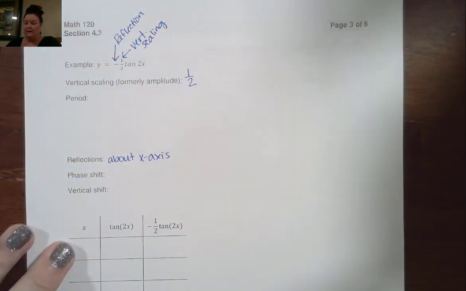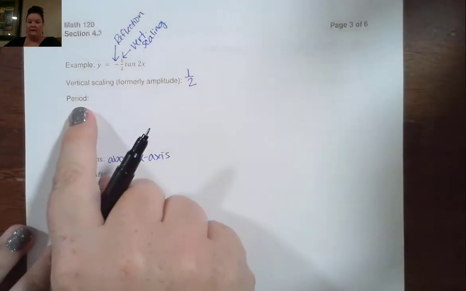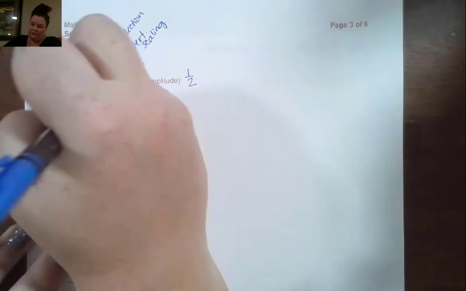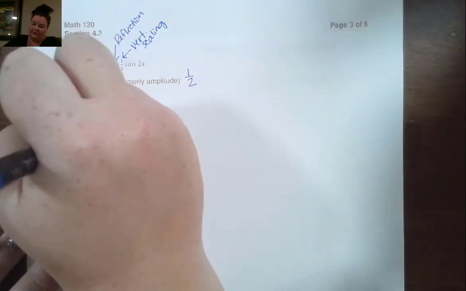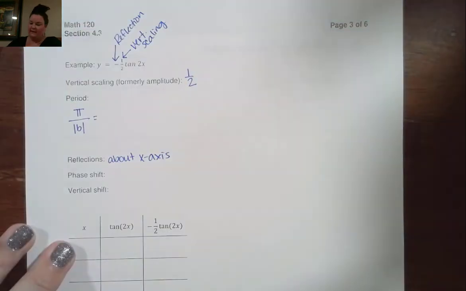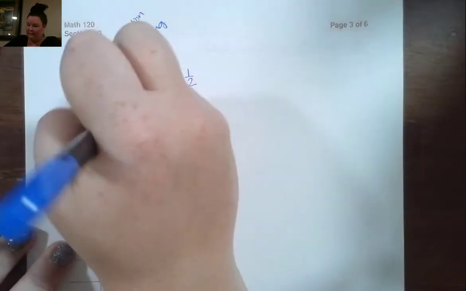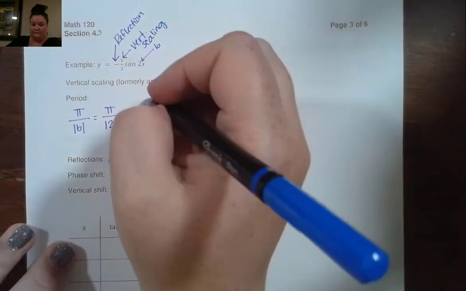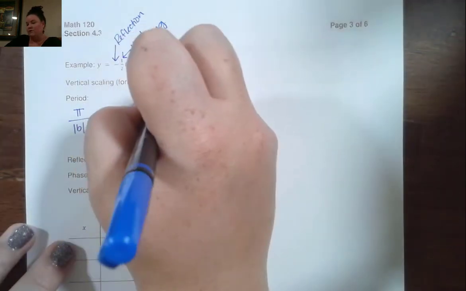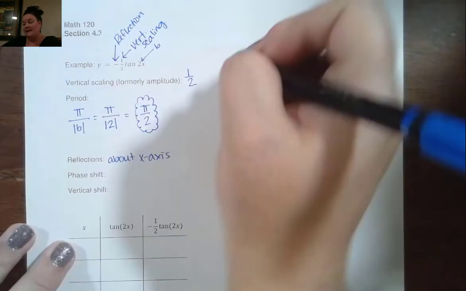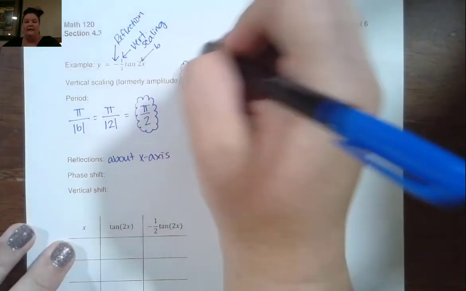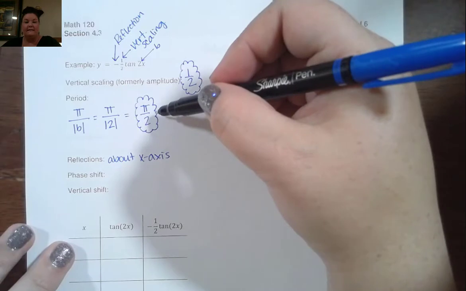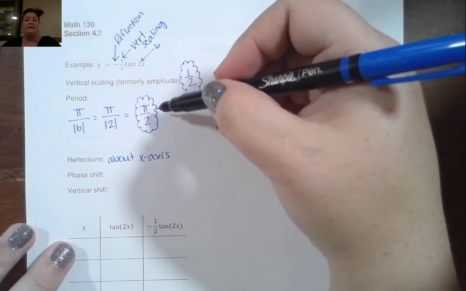Okay. And then we want to go ahead and find our period. Remember, our period, we do pi over the absolute value of b. So in this case, we're going to do pi divided by the absolute value of 2, because that's our b value, right? So our period length is pi over 2. So notice that's half of what it normally is, right? Because a tangent cycle is normally a length of pi.